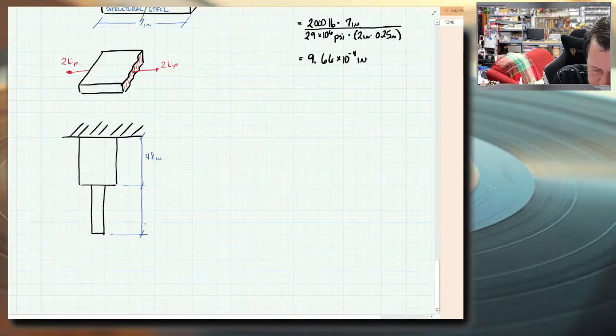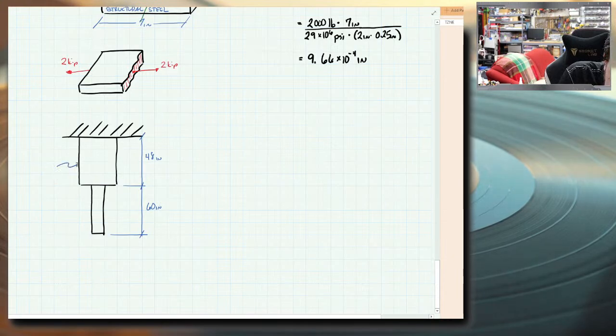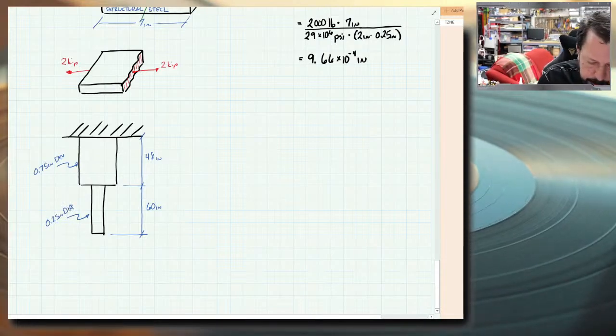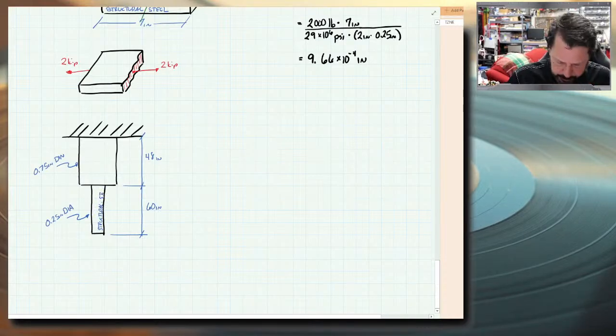Let's make this one, even though it looks the same on my drawing here, let's make it 60 inches so that we can track the numbers better in the equations. Let's give this guy a 0.75 inch diameter, and let's give this one a 0.25 inch diameter. Let's make the thinner one from the structural steel, and let's make the other one from a different material.